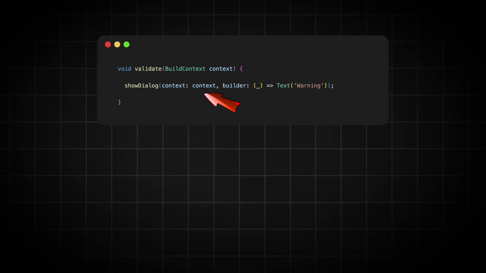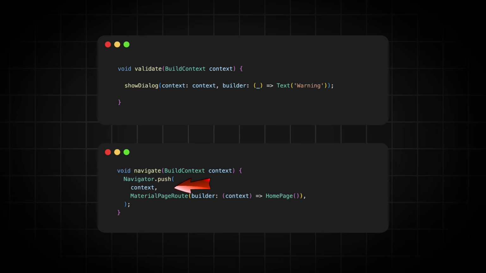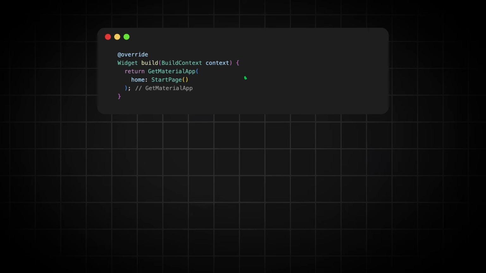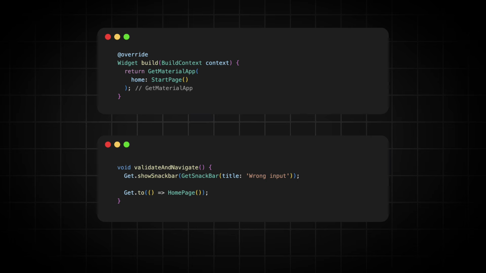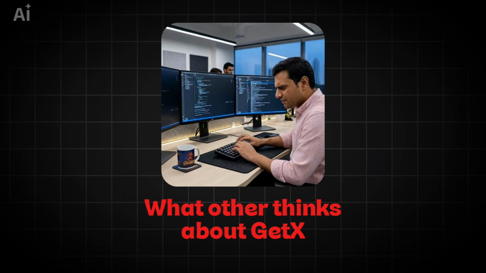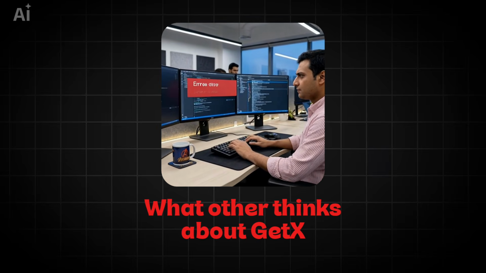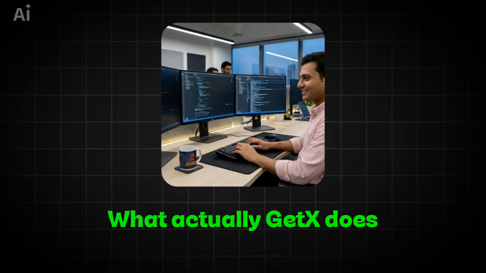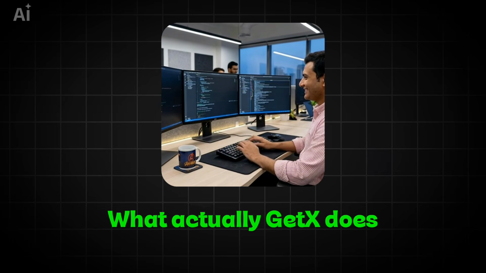When we talk about GetX, one thing we simply cannot ignore is context. In traditional Flutter development, you often need to pass build context everywhere. But with GetX, the context is handled at the top level, so you don't have to pass it around every single time. Now, I know some developers really don't like this approach, but personally, I love it. And honestly, in my experience, I've never faced a situation where the context got mixed up or caused unexpected behavior.